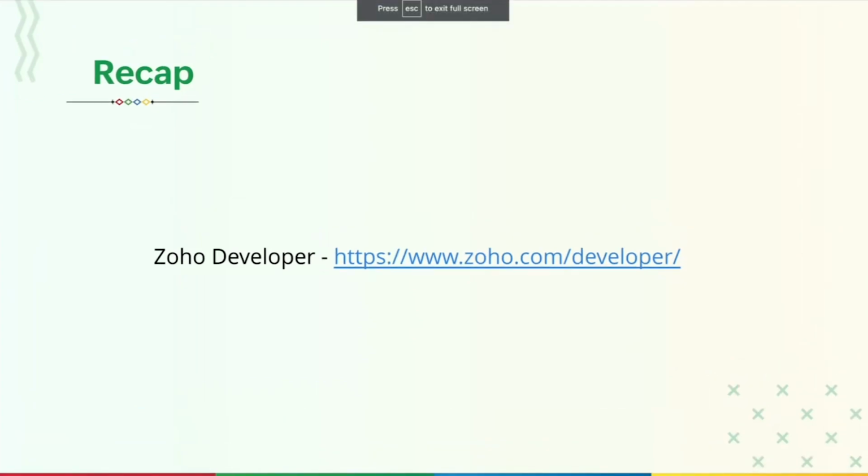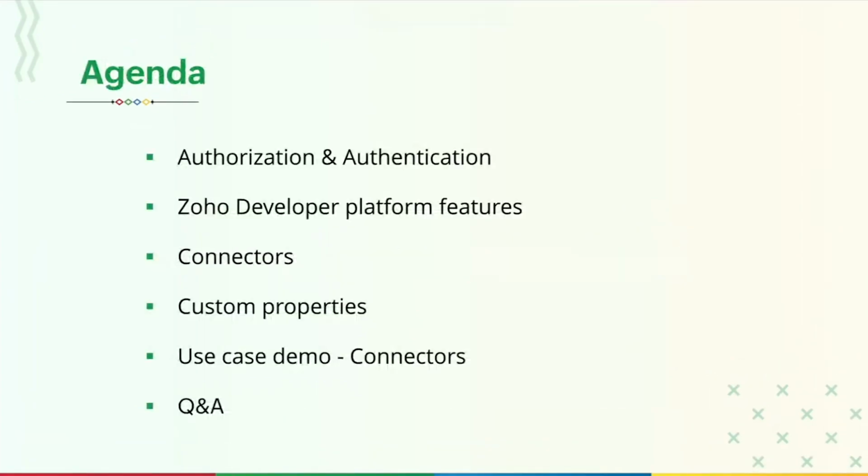The topics that we will be covering in today's session are as follows: the need or the importance of authorization and authentication, and the features that are available in the Zoho CRM developer platform to handle authorization for the different authentication types that are available. We will then get an overview of those features, namely connectors and custom properties, followed by which we will see an example use case along with a demo on creating and using a connector to establish a connection. With this agenda in place, let's get into these topics one after the other.